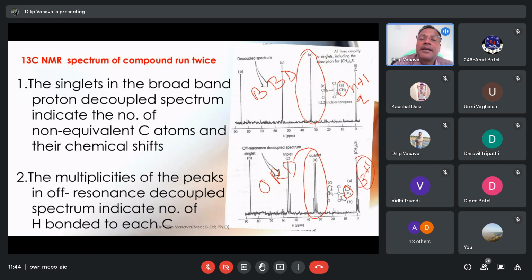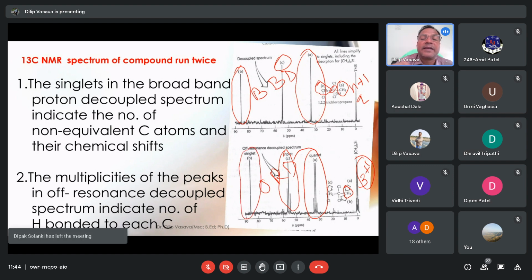Another carbon is here, it is the CH2. Here also it shows only a singlet, but CH2 should show a triplet, and here it is the triplet. Here it is also showing a single carbon atom, so it should be a singlet. There is only one carbon atom, no hydrogen attachment is there, that is why it is showing the singlet. So this remains the same, but this is the difference observed in BBD and off resonance decoupling.